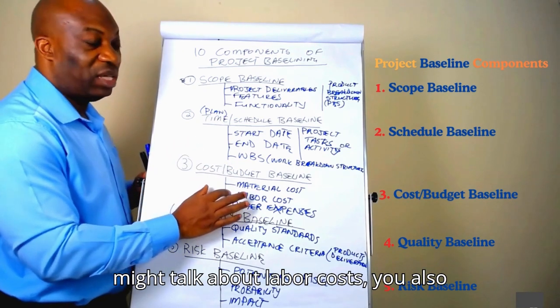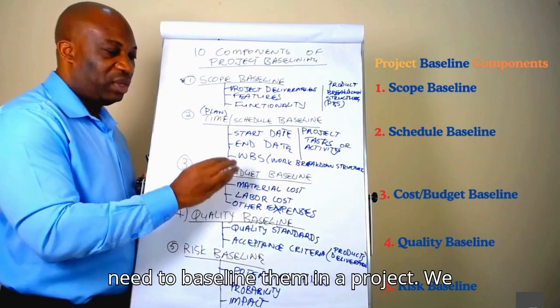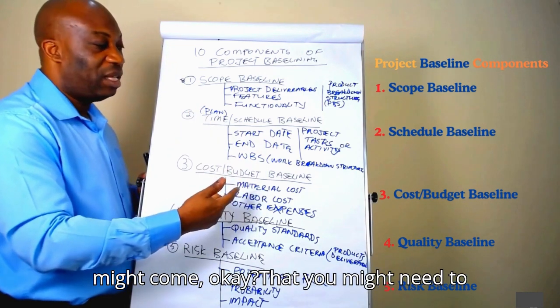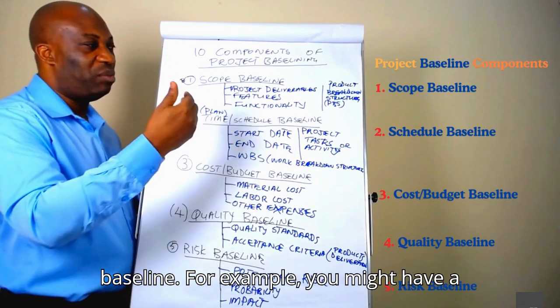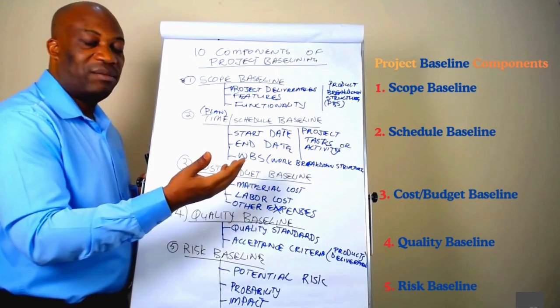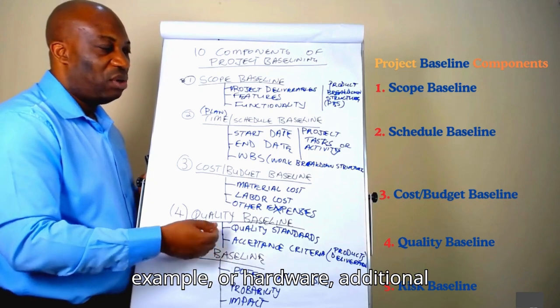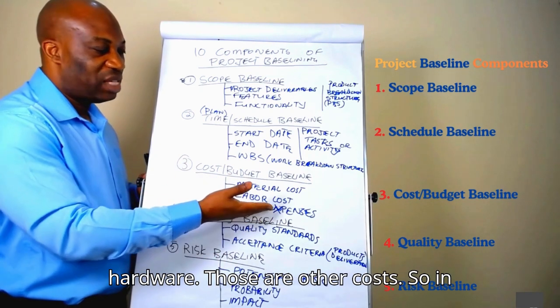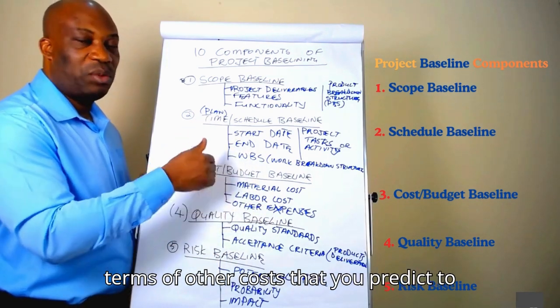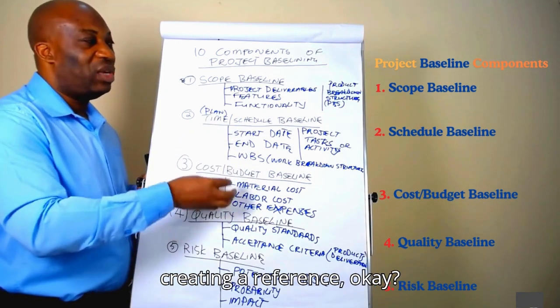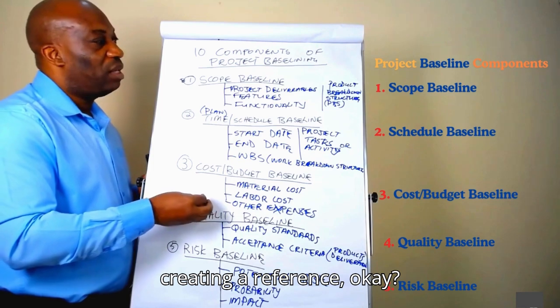You might talk about labor cost. You also need to baseline them in a project. We are talking about other expenses that might come, okay, that you might need to baseline. For example, you might have a cost in terms of licenses for any software, for example, or hardware, additional hardware. Those are other costs. So in terms of other costs that you predict to be part of the project in future, you also need to baseline them. You are creating a reference, okay?